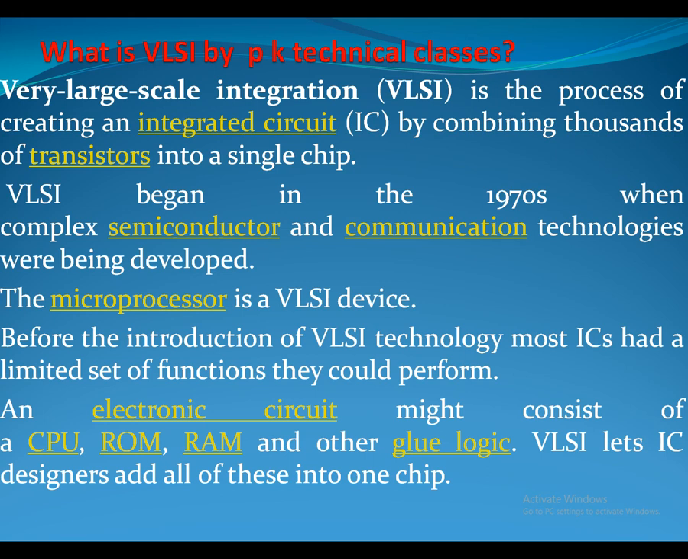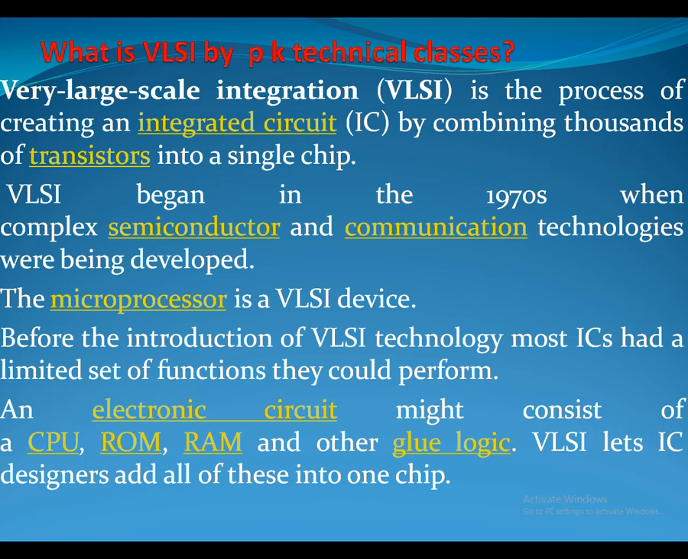VLSI began in the 1970s when complex semiconductors and communication technologies were being developed. At that time, a lot of semiconductor-made communication devices were there, radio, walkie-talkie. These were coming in 1970, and after that the microprocessor is a VLSI device which processes the data to give a proper output. Before the introduction of VLSI technology, most ICs had a limited set of functions they could perform.